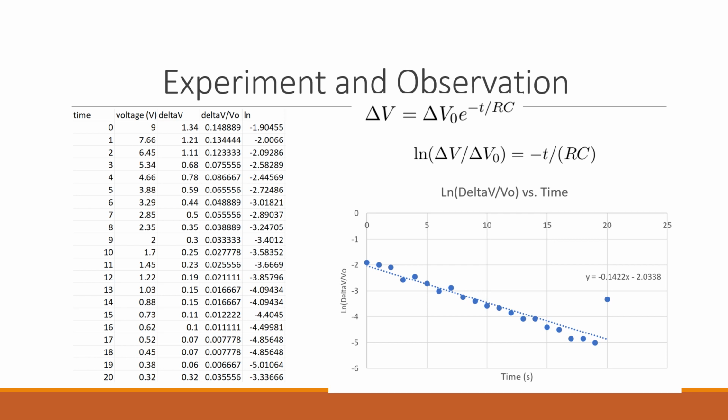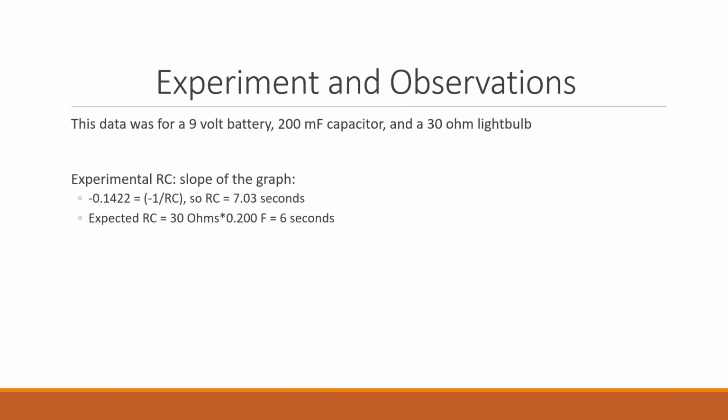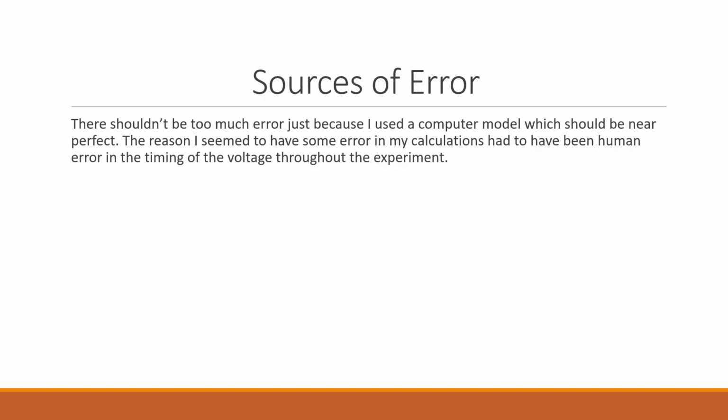And then here, the delta V and time data was used to find the slope of this graph right here, with the natural log of delta V over V0 versus time. The slope of that will give us that the RC took 7.07 seconds, but our expected was 6 seconds. And this data was for a 9-volt battery, a 200 capacitor, and a 30 ohm light bulb. And then our sources of error, there shouldn't be much because it's a computer model.